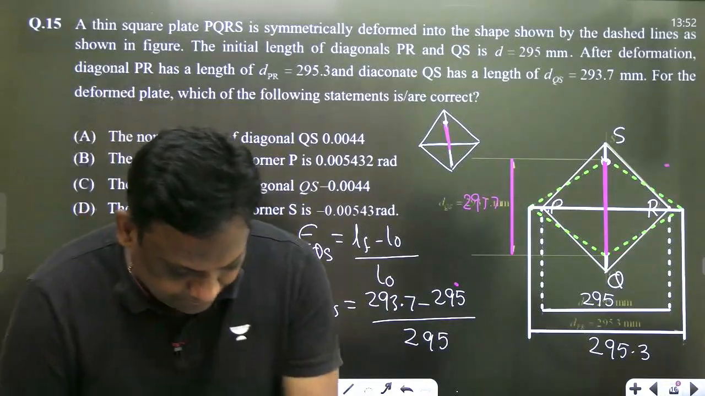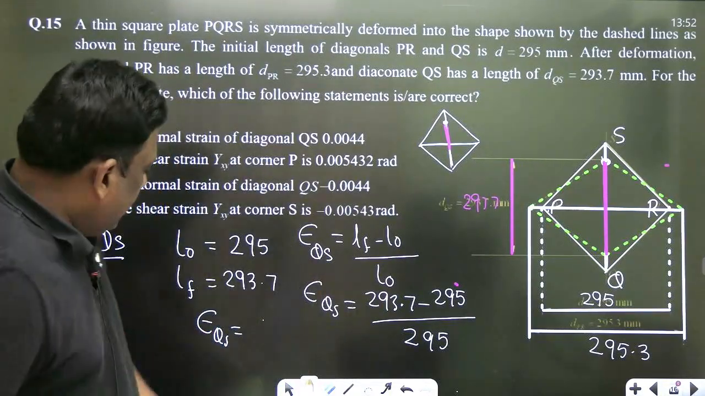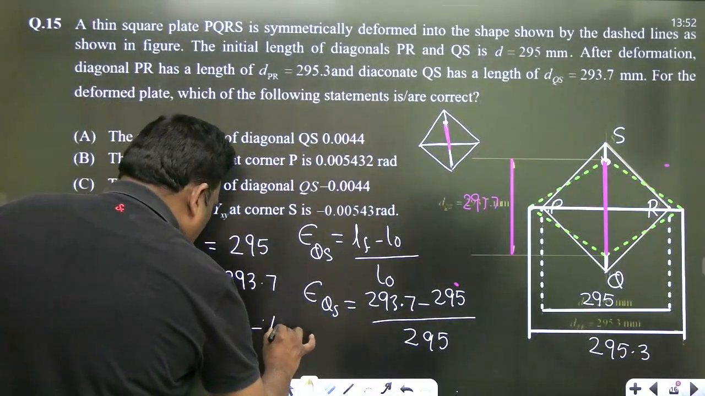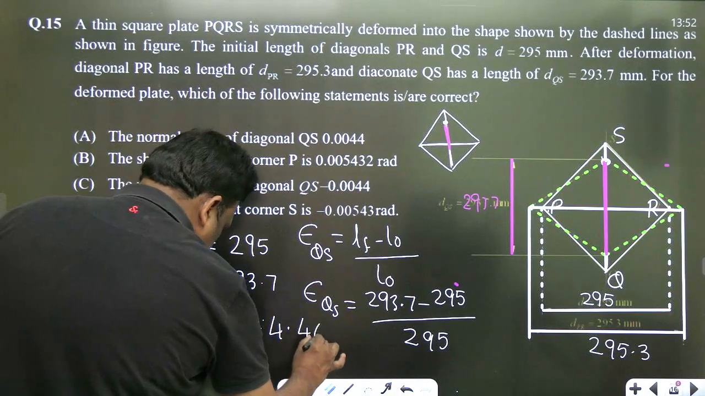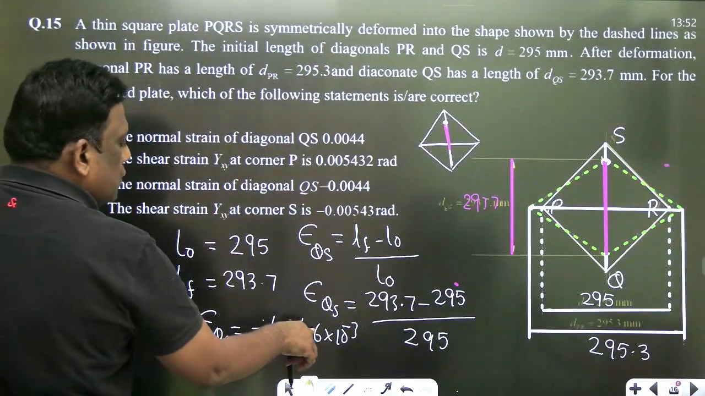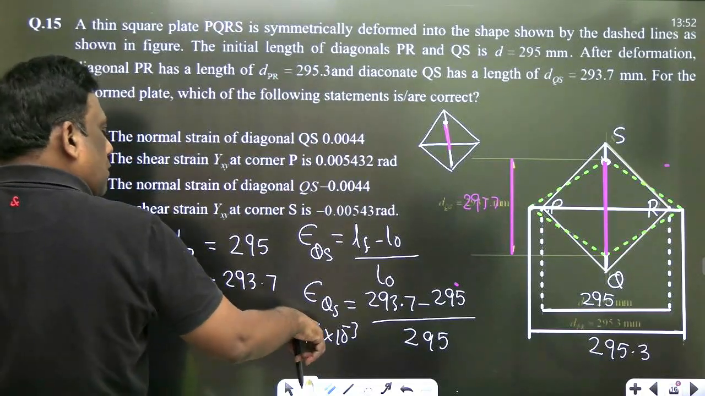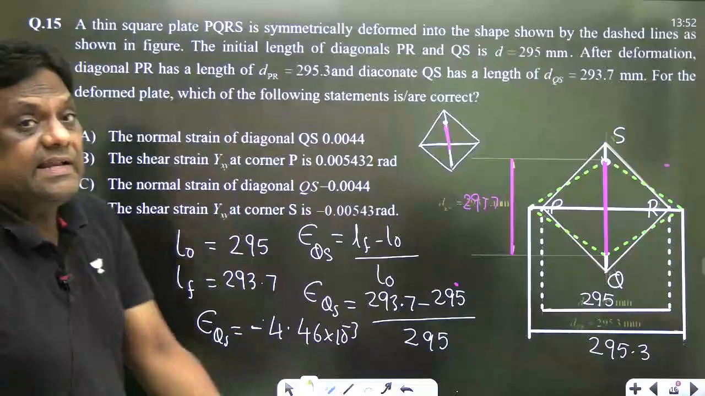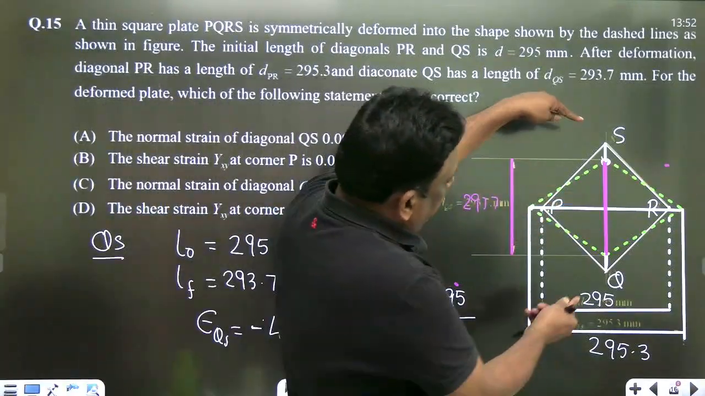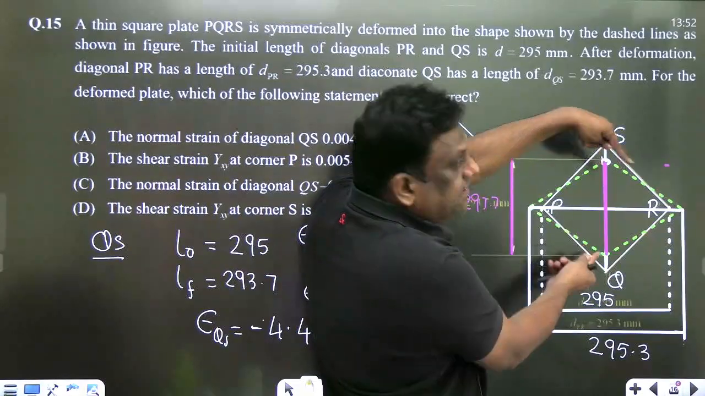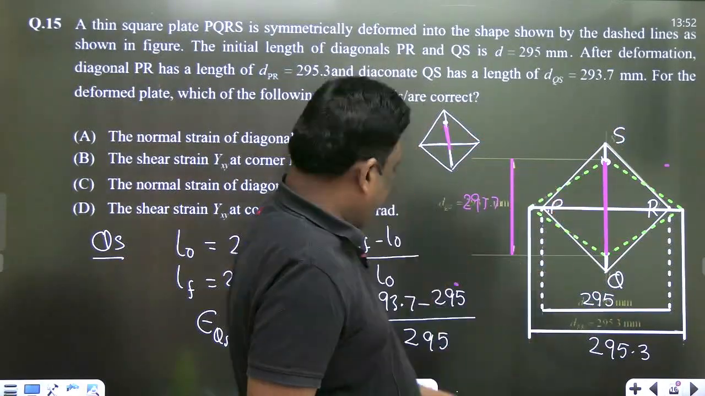So how much is it coming to, sir? 293.7 minus 295, divided by 295, is minus 4.46 into 10 power minus 3, or it can be written as minus 0.00446. What does the negative sign show? Decrease in length. Obviously it is visible here. The original length of QS is large and the final length is less, therefore there is a reduction of length. That's why I got negative.